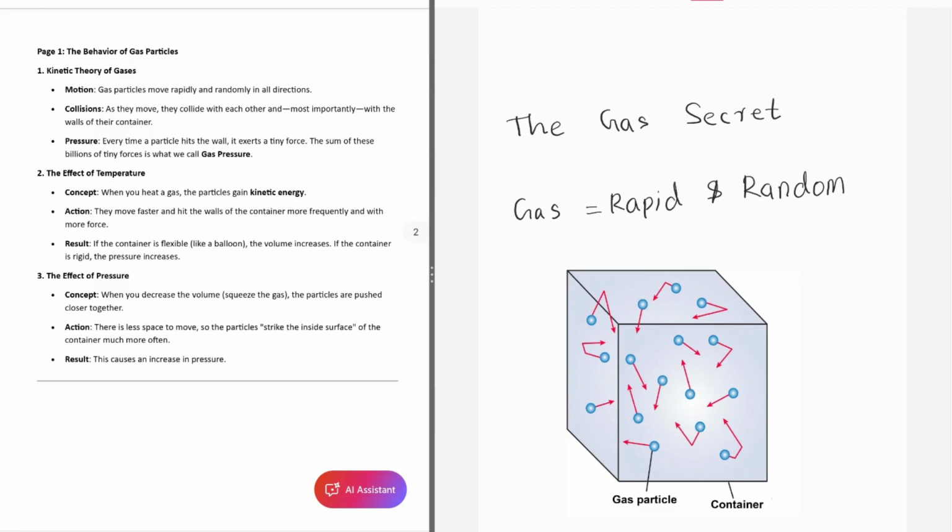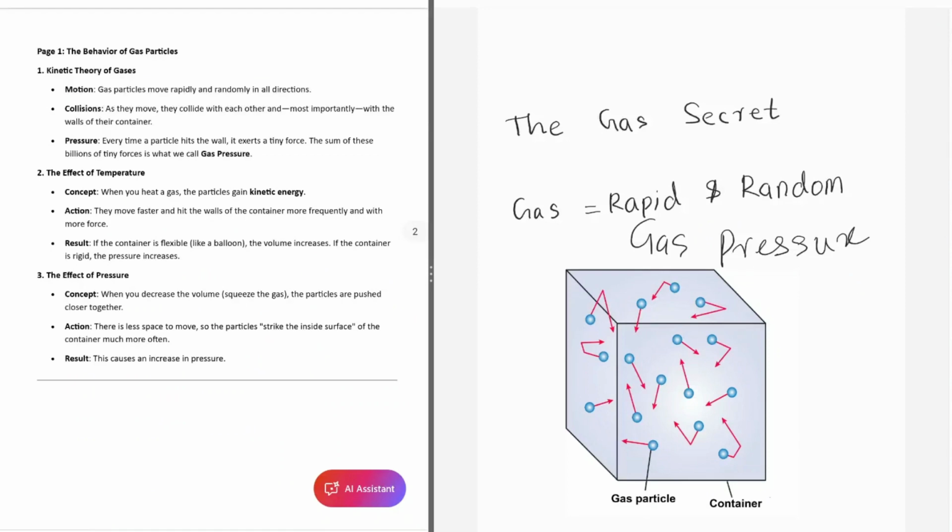The major secret of gas is that the gas particles move rapidly and randomly in all directions. As they move, they collide with each other. They also strike the inside surface. So every time a particle hits the wall, it gives a tiny push. The total push is what we call gas pressure. It's like 1,000 people throwing tennis balls at a wall. One ball doesn't do much, but 1,000 at once, that's pressure.